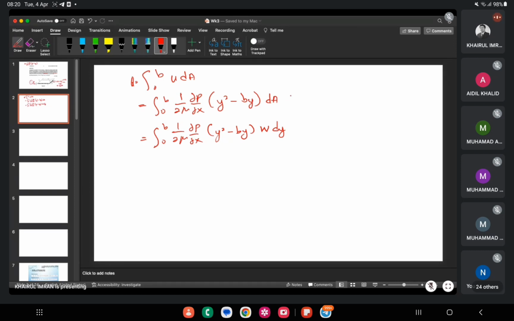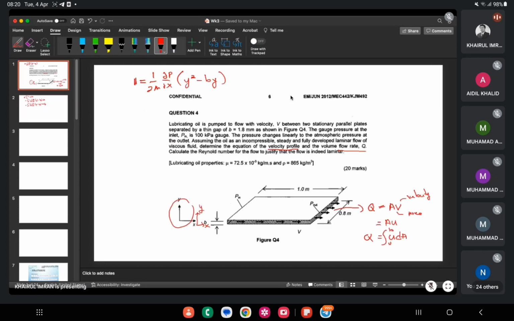Because Y is at any position of Y from 0 to B. So our equation is valid for any range of height of B. B over 2, B over 4, B over 5 for example. Okay. So what is W? W is the width. Kalau kat sini ni lah panjang ni. Width. So this is W. dy is this height.